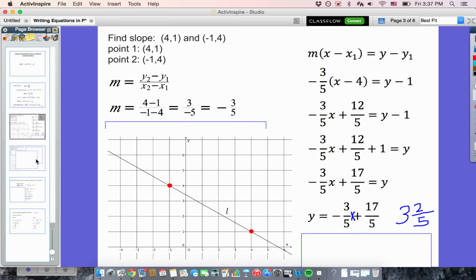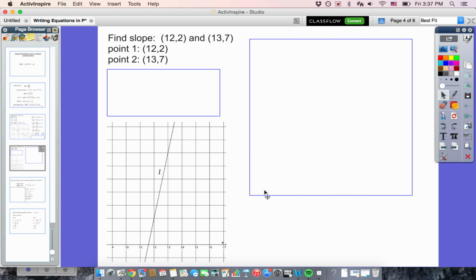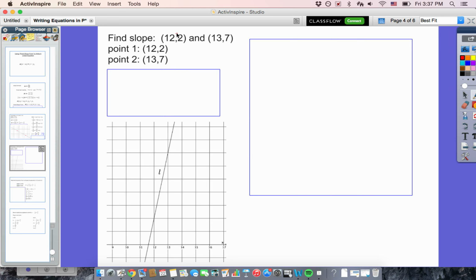Now let's look at another example. We're going to look at this graph right here, and as you can see, we can't see our y-axis. Our y-axis is way over here, but we're not able to fit it in our graph, so it's hard to eyeball what the y-intercept is if the y-axis isn't even on the graph. So we're going to pick 2 points on this graph. We picked 12, 2, and 13, 7.